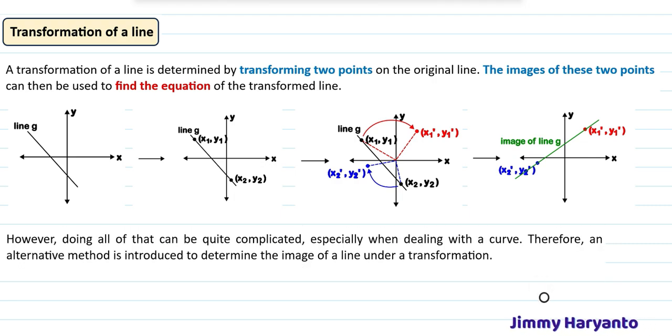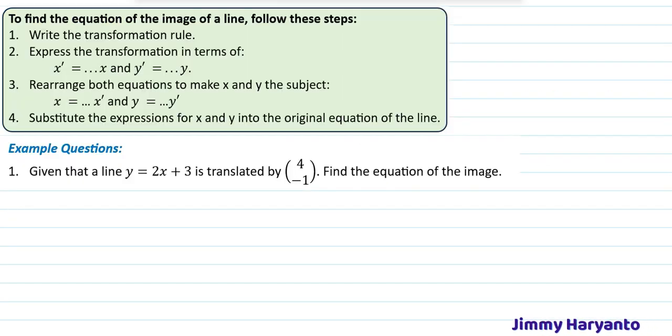But doing all of those steps can be quite complicated, especially when dealing with a curve later. Therefore, an alternative method is introduced to determine the image of a line under a transformation. So to find the equation of the image of a line, you can follow these steps. First, you have to write the transformation rule, and then 2. The second step is to express the transformation in terms of x prime equals to something x, and also y prime equals to something y.